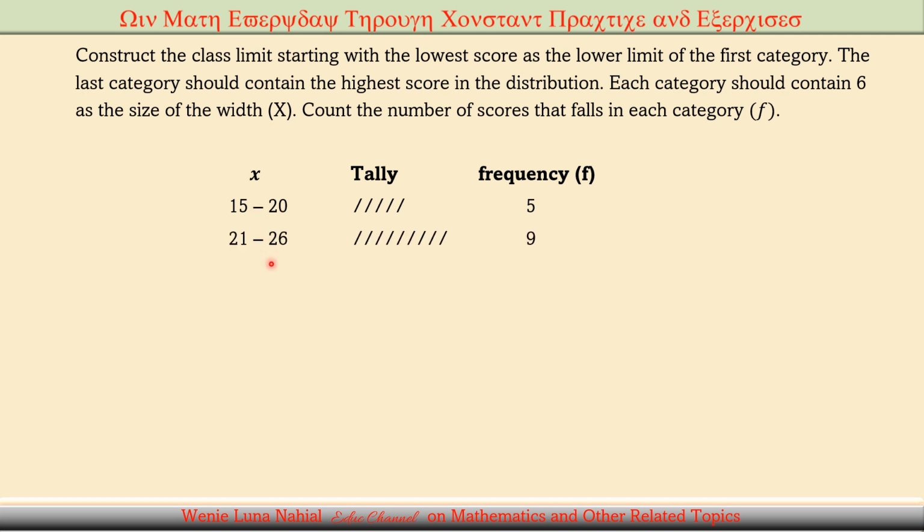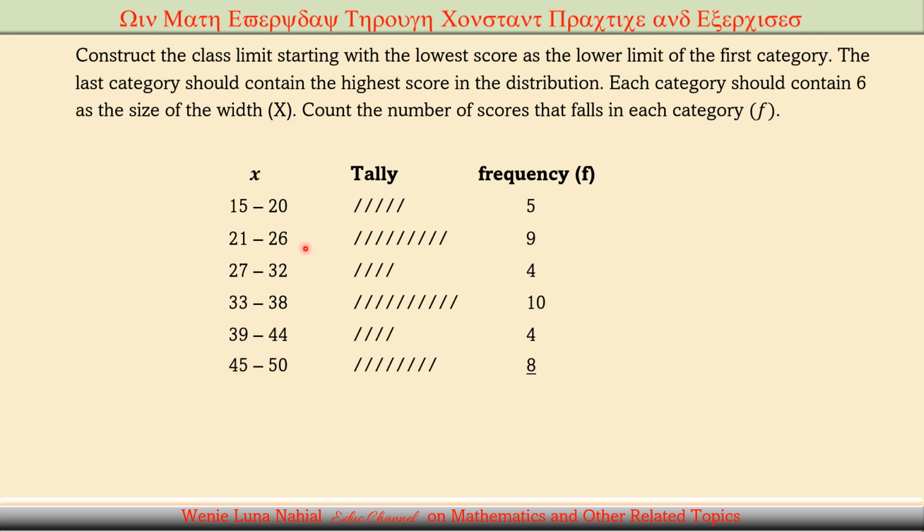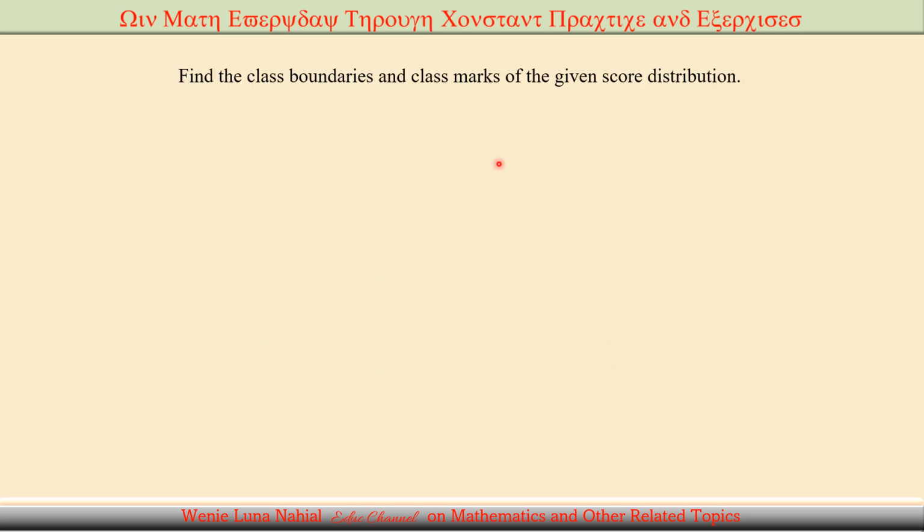Then 21 to 26, you have 9; 27 to 32, 4; 33 to 38, 10; 39 to 44, 4; 45 to 50. So you have the total number of observations, which is 40. Now find the class boundaries and class marks of the given score distribution. We already have the class interval and the frequency. What we are going to find now are the class boundaries and the class marks.